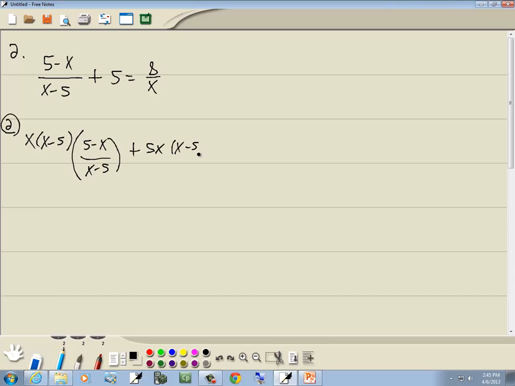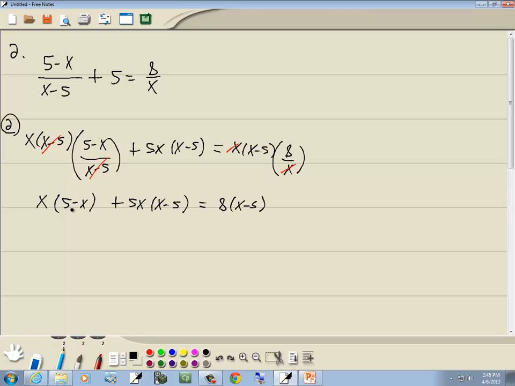And again, when I say everything, I'm talking about what's separated by pluses and minuses. Well, this x minus 5 here cancels with this x minus 5. This x here cancels with this x. And so we're left with, I'll write it down, then I'll multiply it through. We're left with x times 5 minus x plus 5x times x minus 5 equals 8 times x minus 5.